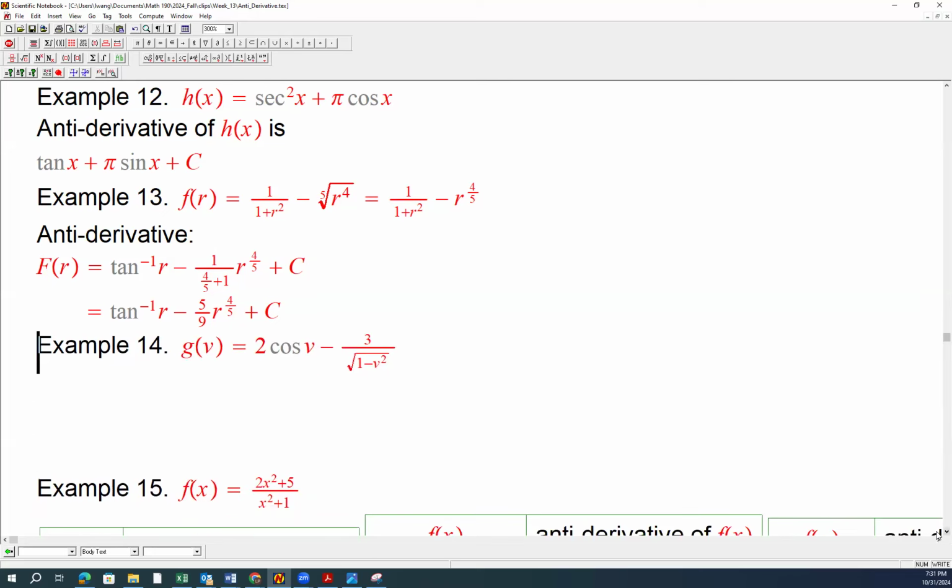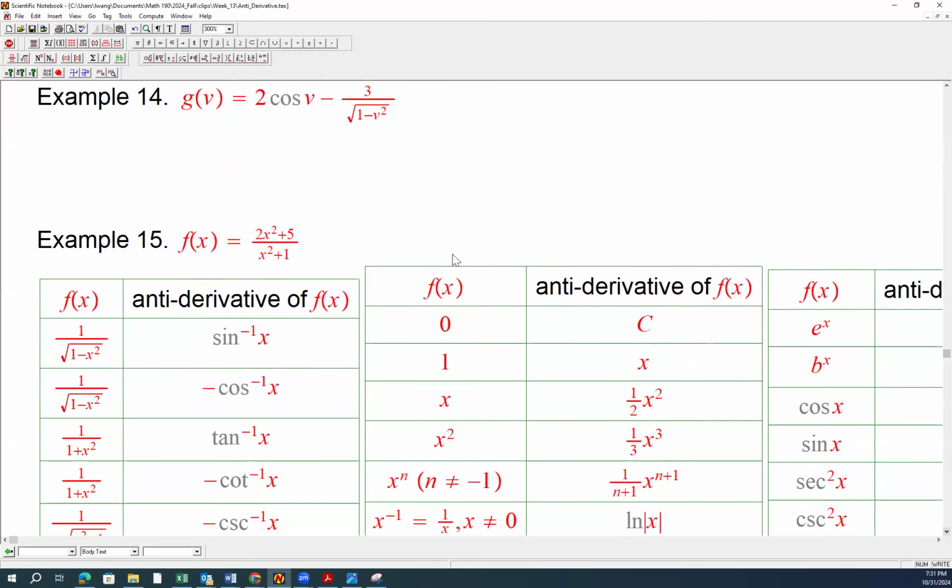Okay, number 14. You see, we get to use the antiderivative of cosine, but this is g of v. So v is the variable of g. Okay, the antiderivative of 1 over the root of 1 minus v squared, right? So we can use either one of these. And you really can use either one, okay? But I probably will use this one because it doesn't have a negative sign. It just looks a little simpler, okay?